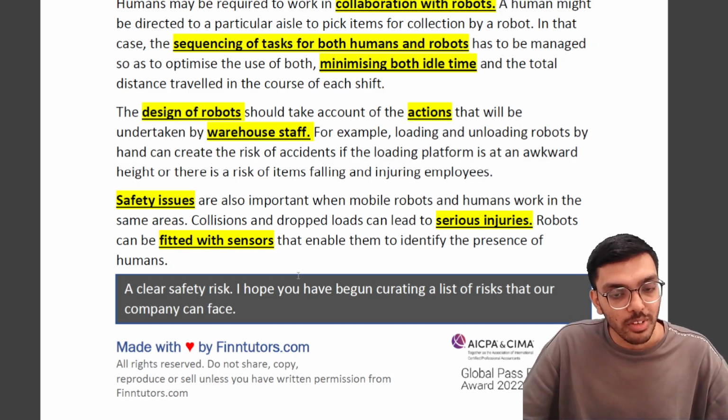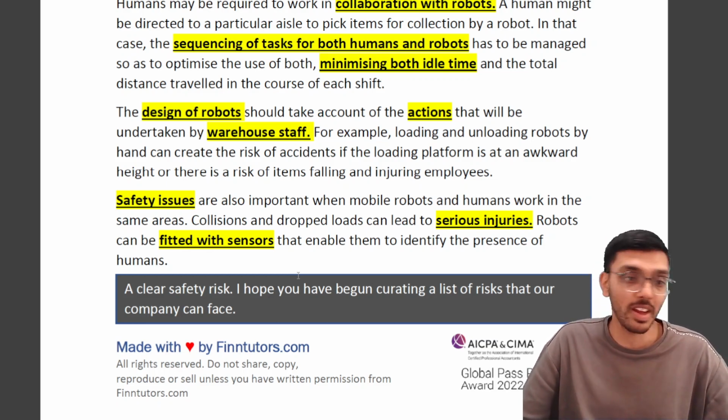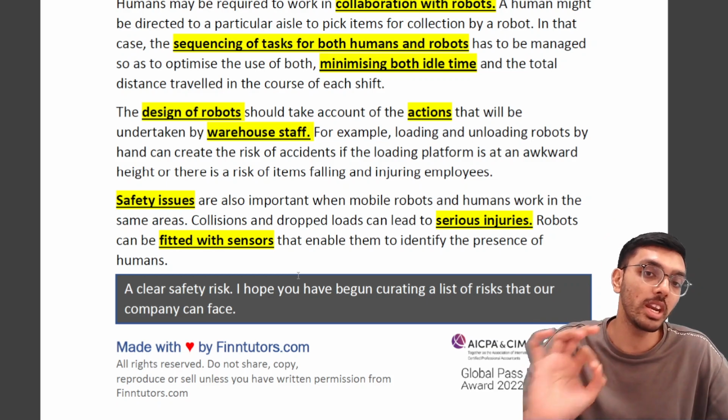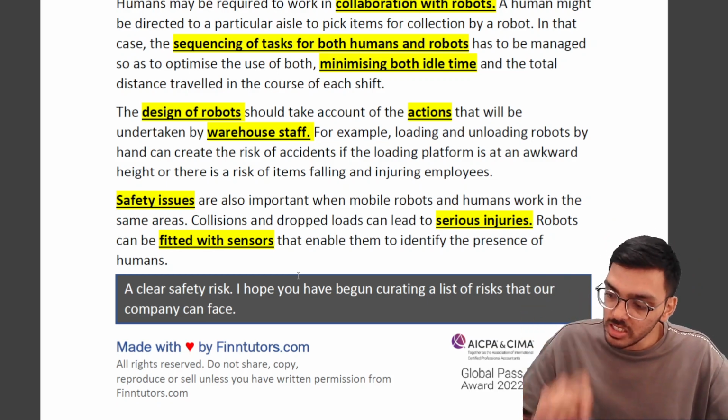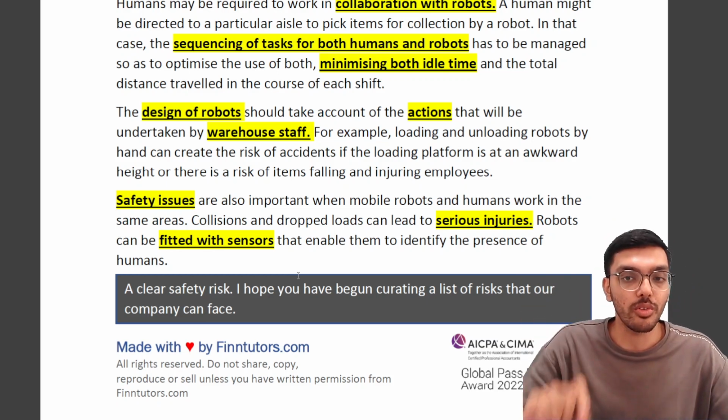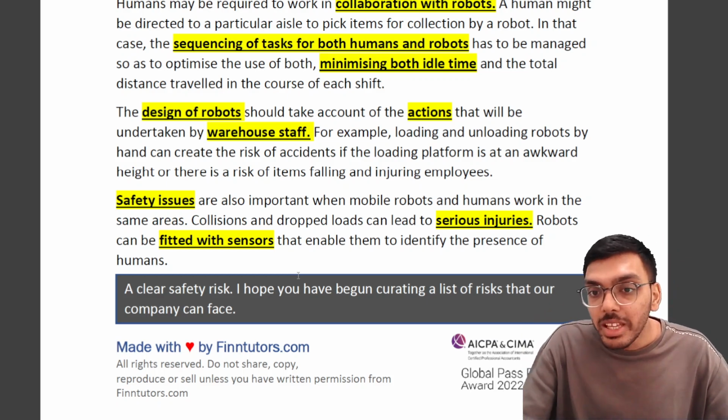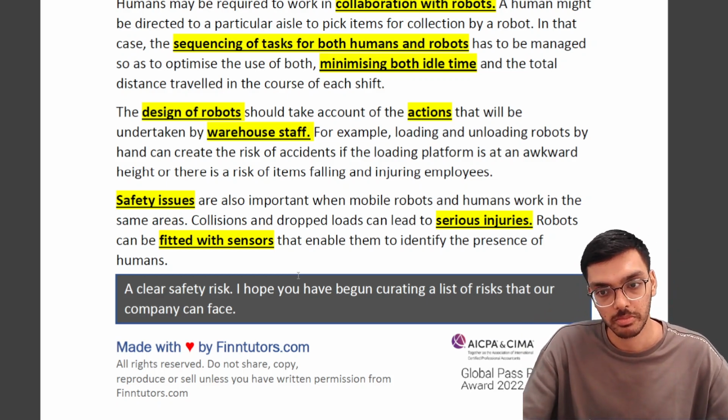So, clear safety risk. I hope you have begun curating the list of risks that our company can face, which I told you in part 1 itself. Have a list where you are writing down the risks that my company can face because I am in this industry.